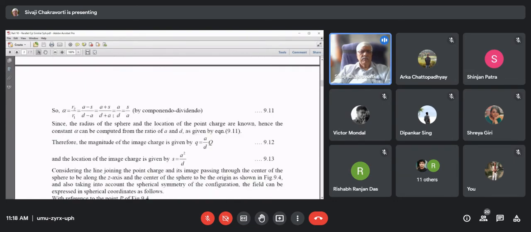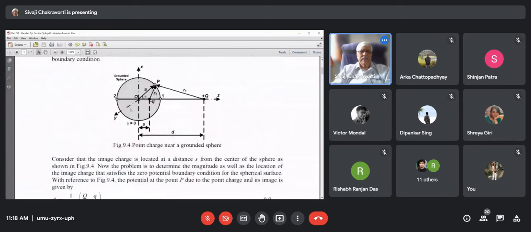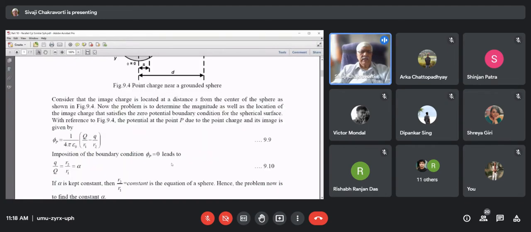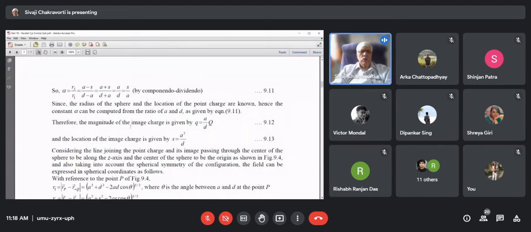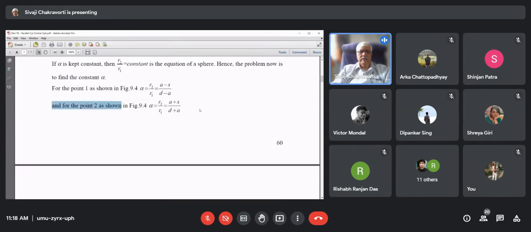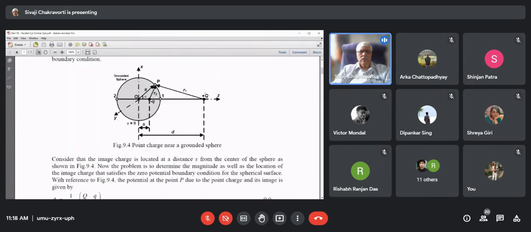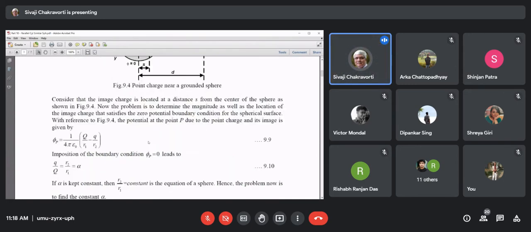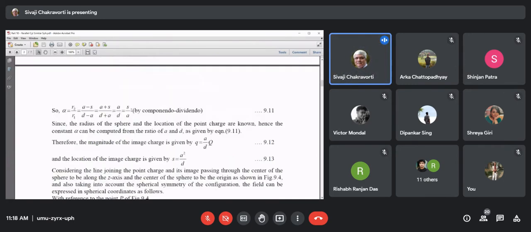So the first term is A by D, the second term is S by A. What is S? S is the eccentricity, that is, where the minus Q is located. So you can clearly see that if I know the radius A of the sphere, and if I know the location of plus Q, therefore we know D from the center of the sphere, I can find out S. What is S? S is equal to A square by D.